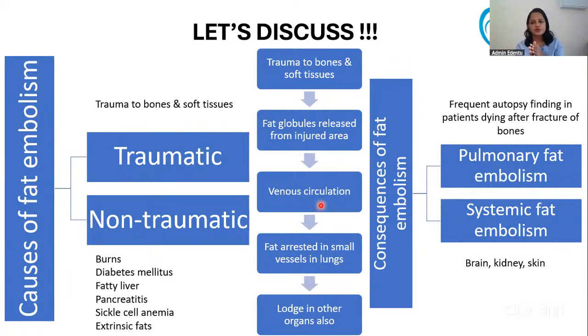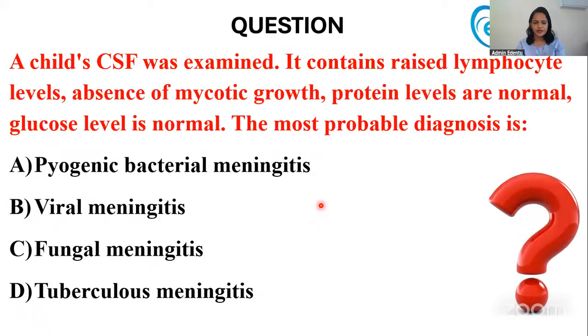Now, this pulmonary fat embolism is a fatal cause. Patients can die after fractures of the bones. Usually, if you do an autopsy for such patients, you will be able to see pulmonary fat embolism in most of them. Some fat globules have traveled through the venous circulation and got lodged in the small vessels in the lungs, causing the death of the patient. In systemic fat embolism, mainly the brain, kidney, and skin are involved.